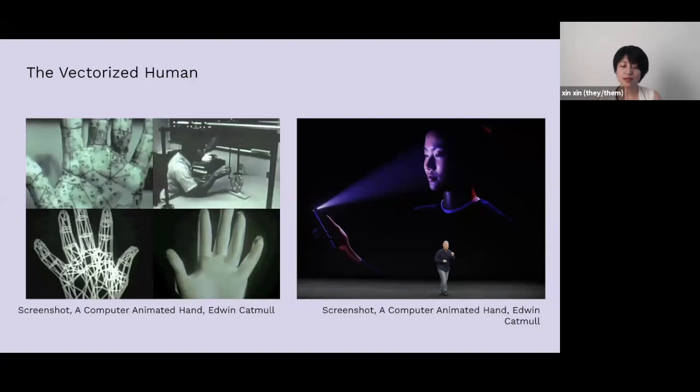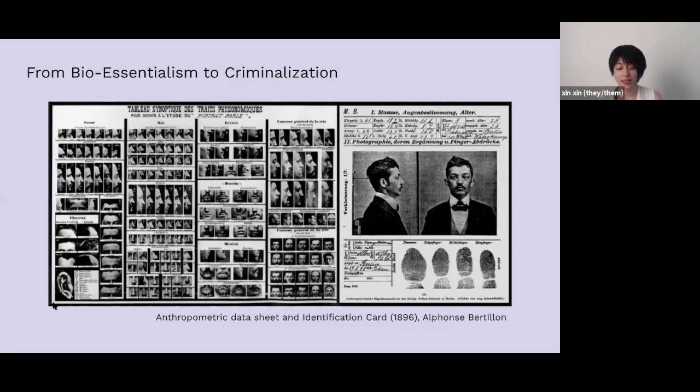So thinking about how the human body sort of became vectorized and translated into a series of numbers and digits. And what we are seeing here is a data sheet and identification card that really is a predecessor of the kind of biometric surveillance system that we have today.